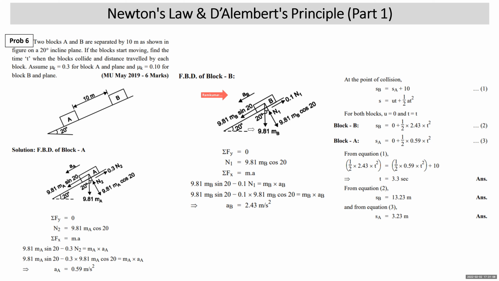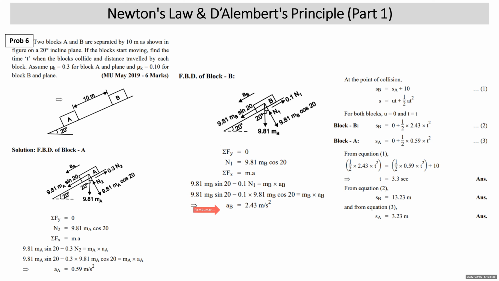Sigma Fy is equal to 0, so N1 is 9.81 MB cos 20. Sigma Fx is equal to Ma: 9.81 MB sin 20 minus 0.1 N1 is equal to Ma. Substitute the value of N1, 9.81 MB cos 20. MB gets cancelled from this equation. You get AB as 2.43.